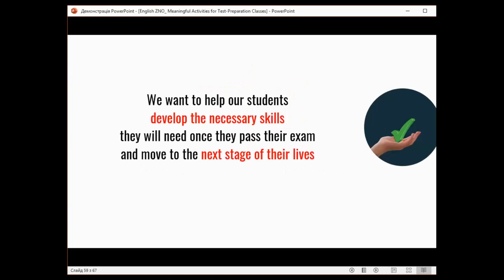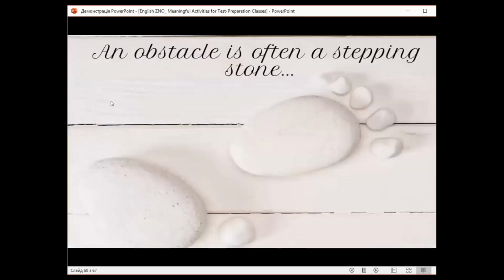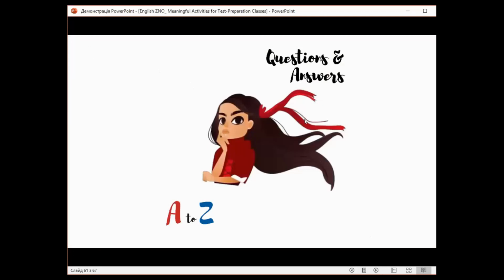And we ourselves should remember that really our focus in education and in test preparation is to develop these skills that students will need after they pass the exam. So the exam is just a stepping stone on the way to success. So at this, I think I will end my presentation.